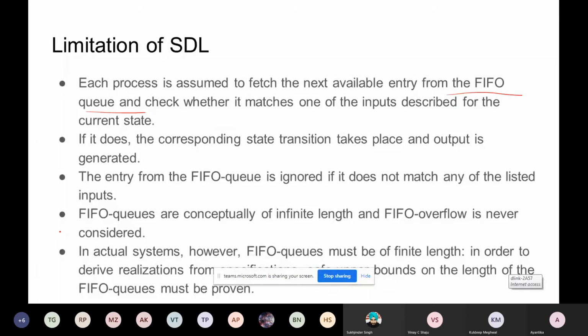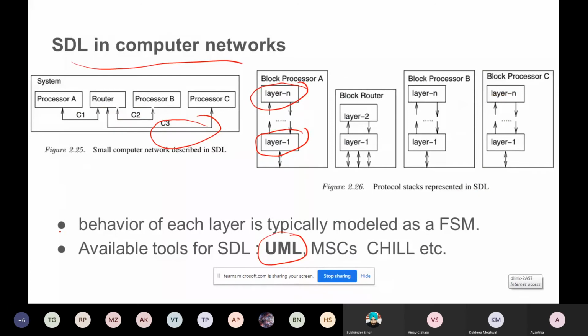Okay. Now, in these computer networks, what are there? There are different processes. You are considering the overall system. Your system now includes these different subcomponents: processor A, processor B, processor C, router. And you understand, when there are these types of multiple processes, they all are trying to communicate.